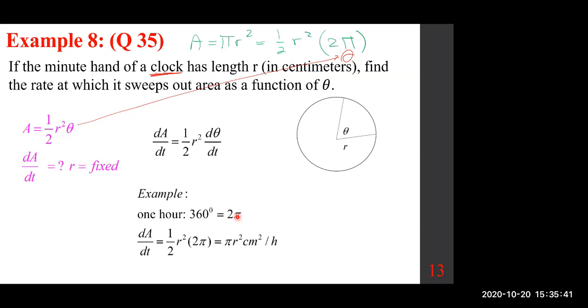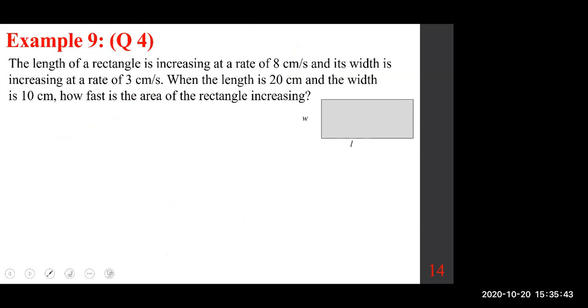All right, we want to look at the next example. Could somebody read this question for us, please? Anyone? The length of a rectangle is increasing at a rate of 8 centimeters per second, and its width is increasing at a rate of 3 centimeters per second. When the length is 20 centimeters and the width is 10, how fast is the area of the rectangle increasing? Thank you so much, Nicole.